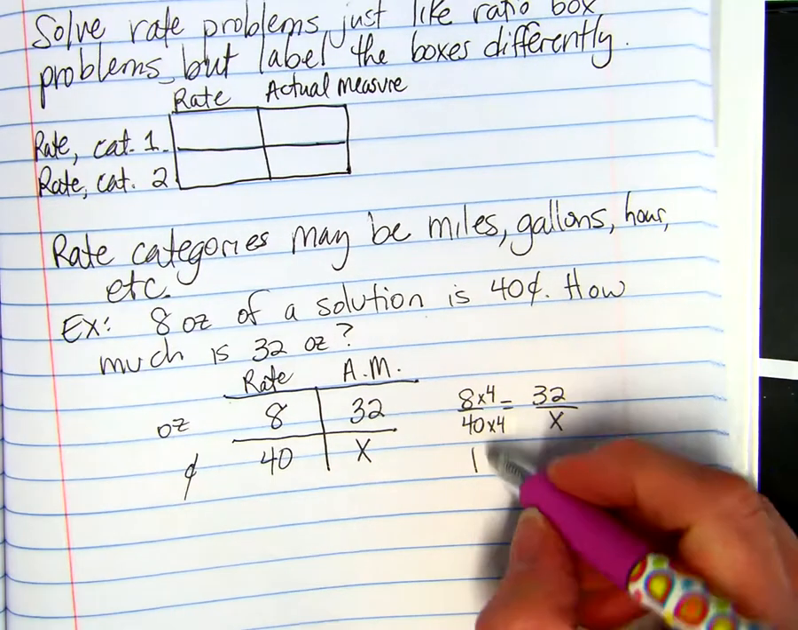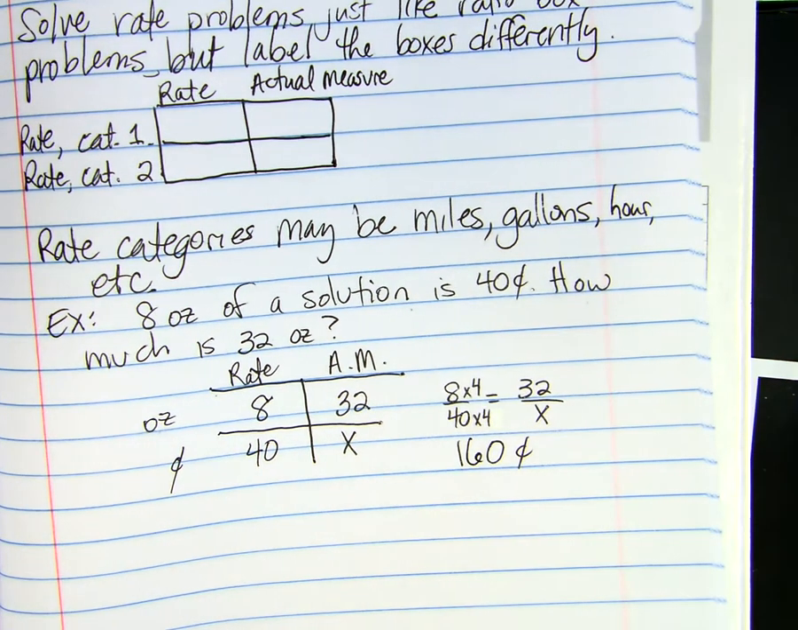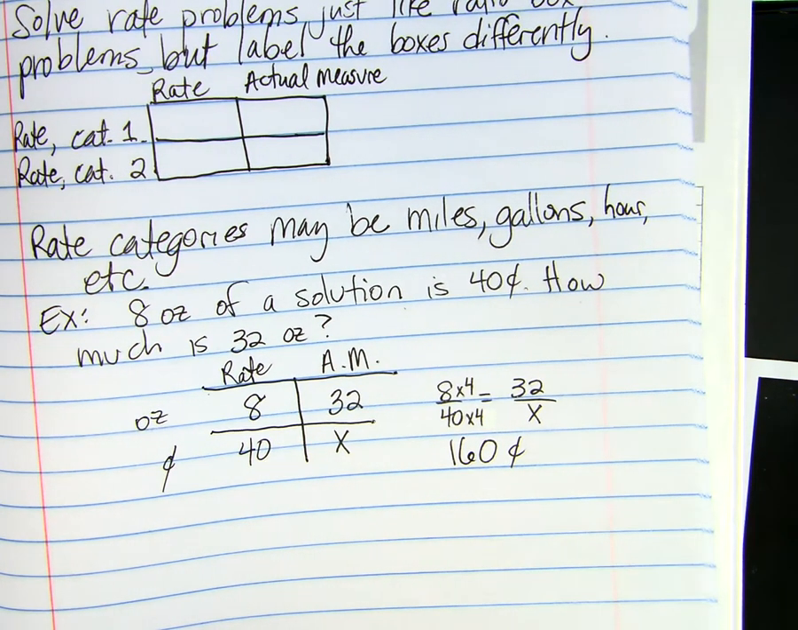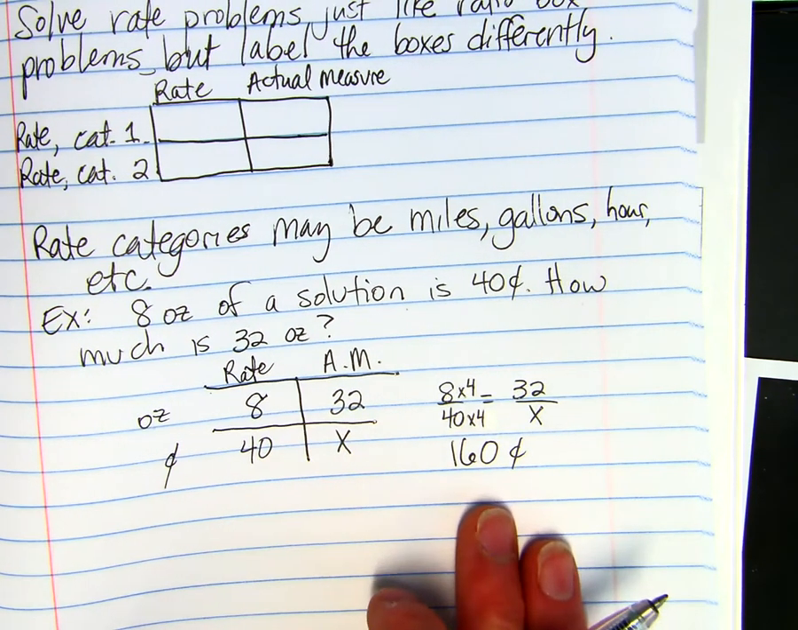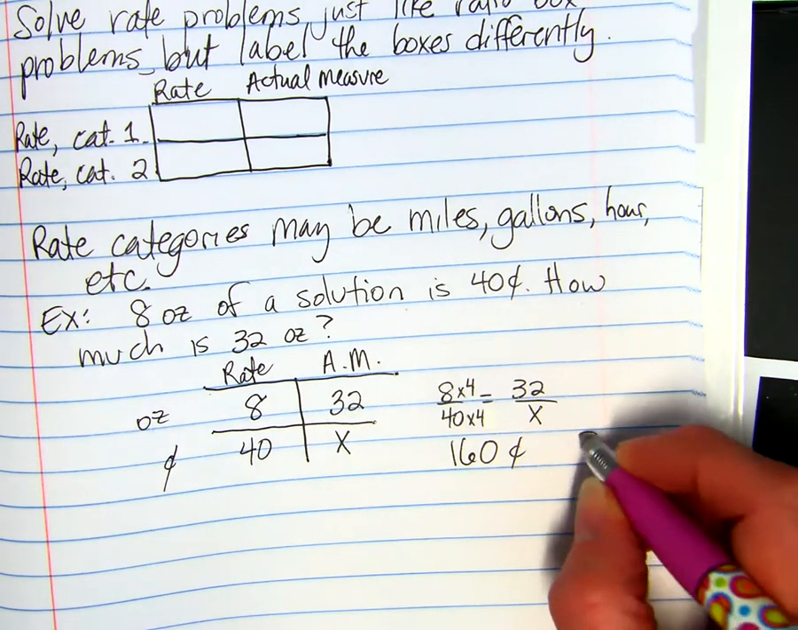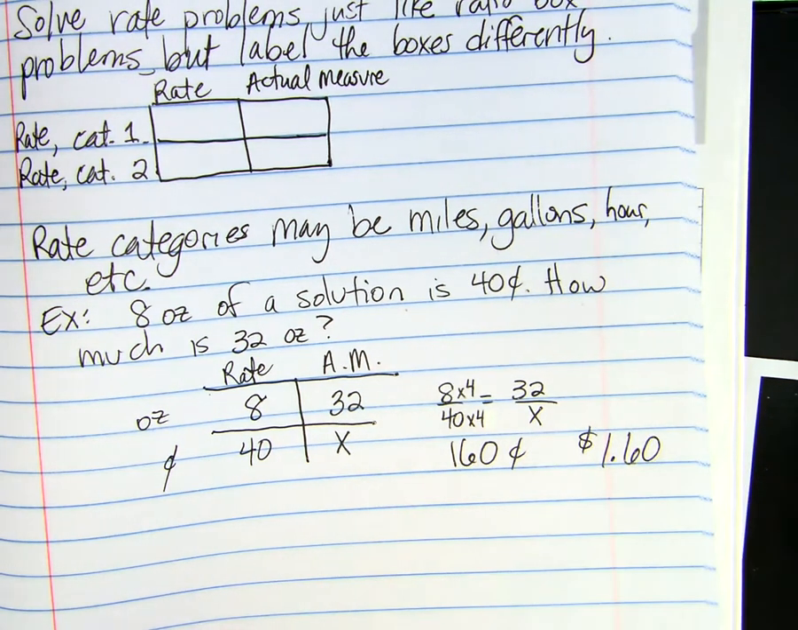Okie doke. So 160 cents for 32 ounces. Now, do we write cents this way? No, we'd have to change it to $1.60, and that would be your answer.